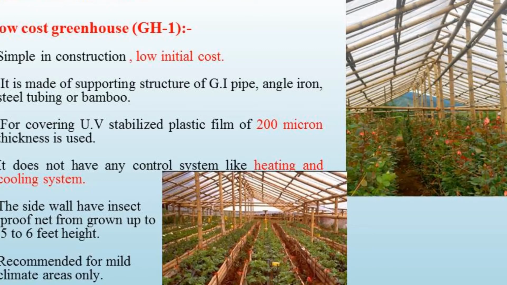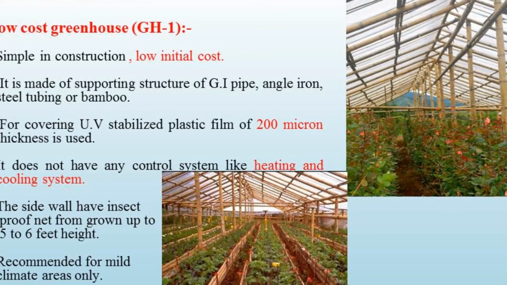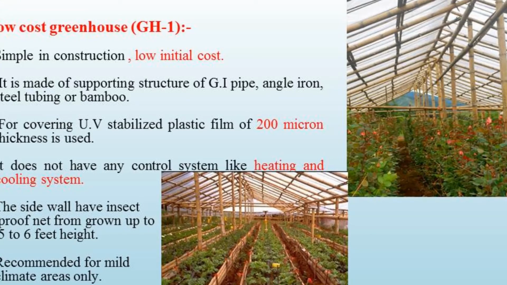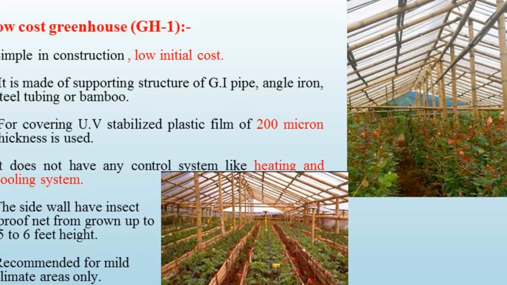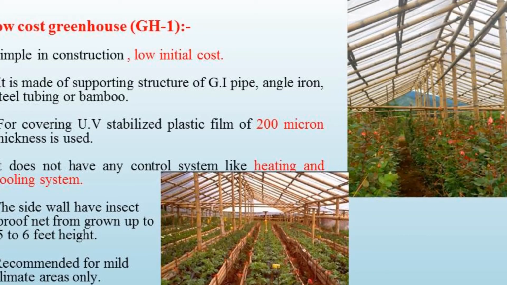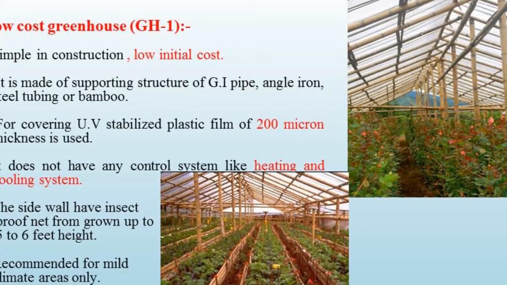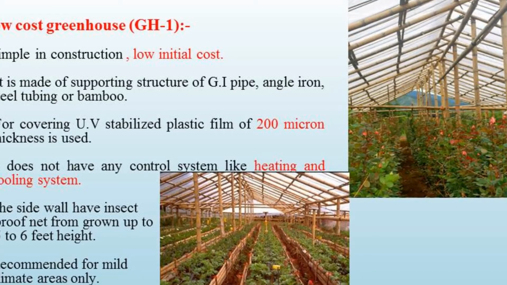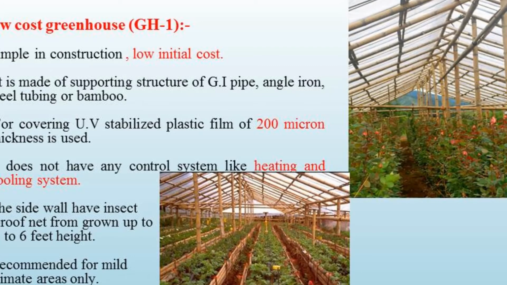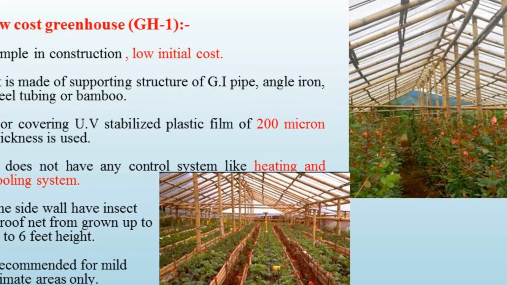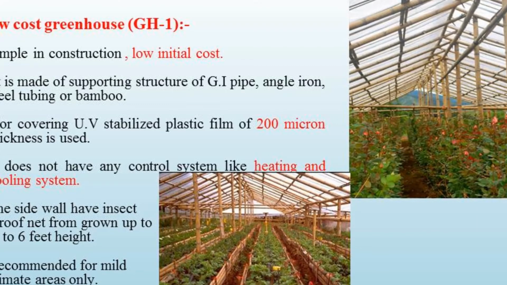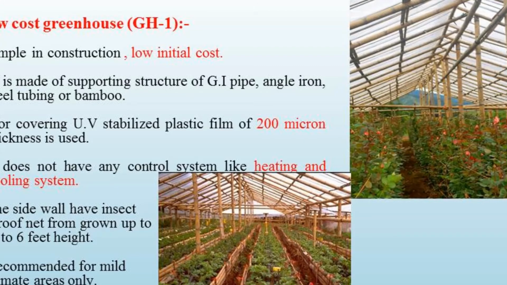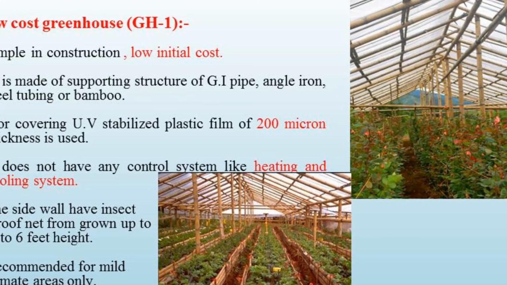If we think about the design of these structures, the sides have insect proof net, and these insect proof nets are raised up to 5 to 6 feet height. This insect proof net prevents the entry of insects and pests inside the polyhouse and protects your crops from attack of insects and pests. Generally, these structures are recommended only for mild climate areas.